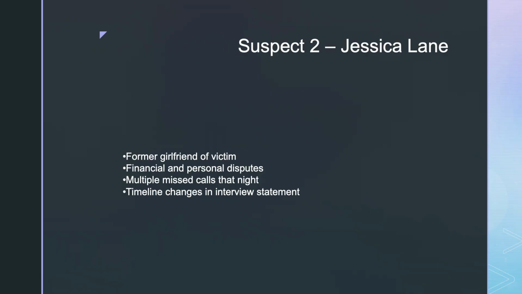Suspect 2, Jessica Lane. Jessica Lane is the victim's former girlfriend. She had a financial and personal dispute with him. Her statements changed during questioning, and phone records show multiple missed calls, which makes her a possible secondary suspect.